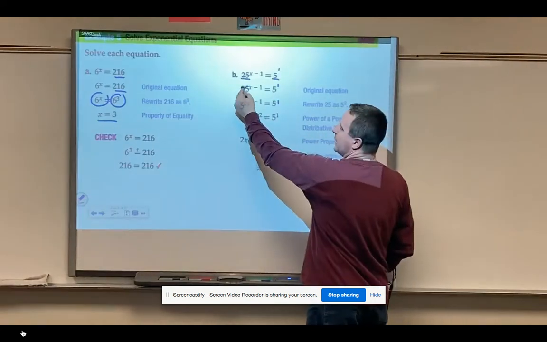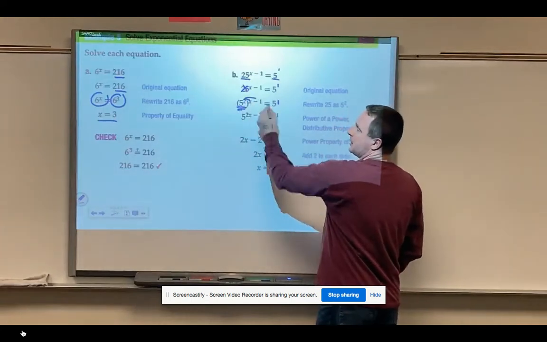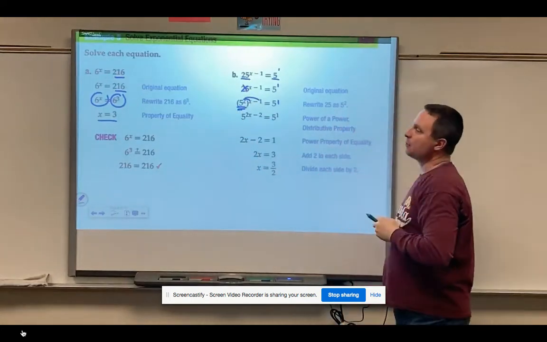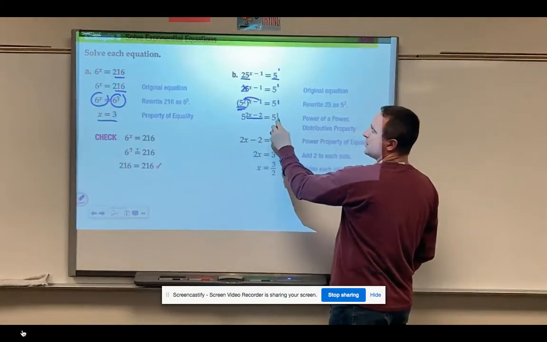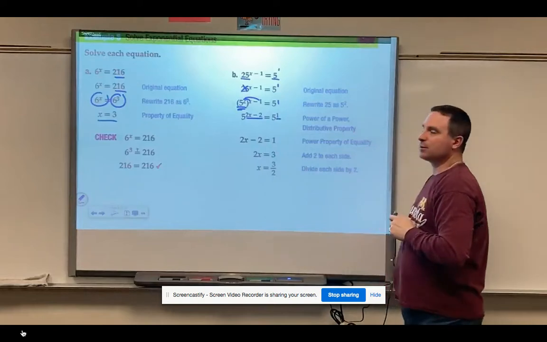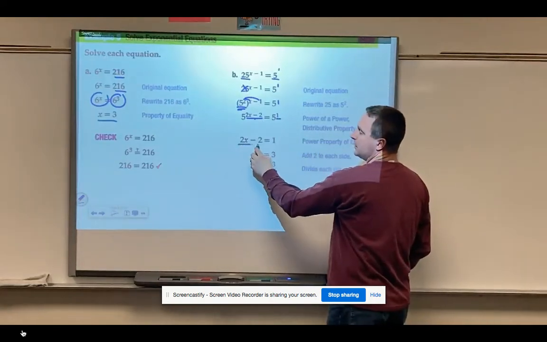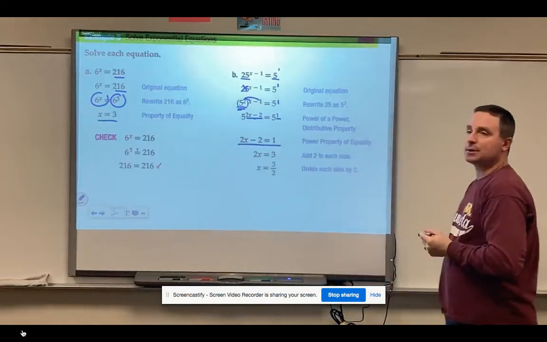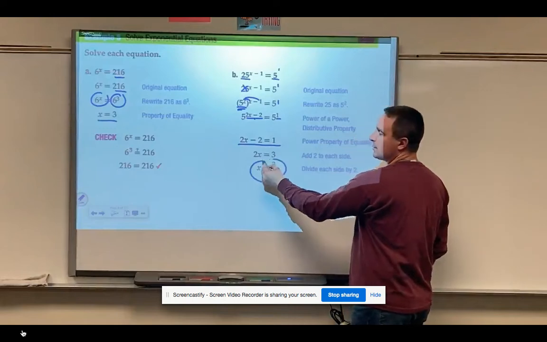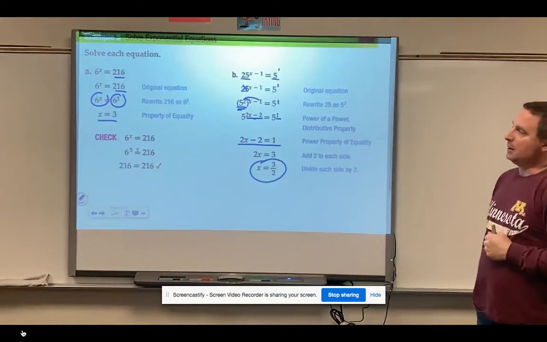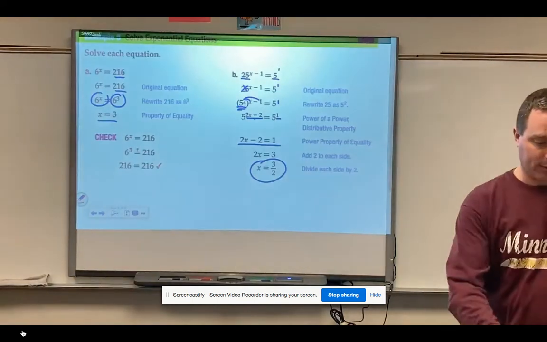Okay? Well, they changed 25 into 5 squared. And then what they did is they multiplied the exponents using that multiplication property of exponents to get 5 raised to the 2x minus 2 equals 5 to the 1st. Well, now the bases are the same. So the next step here is they wrote a little equation where the exponents were equal to each other. They added 2 and divided by 2, and x was equal to 3 halves. Okay, and we'll take a look at a couple like this here in just a minute. These are the last ones that we're going to try.